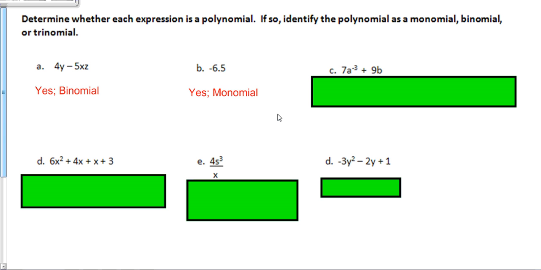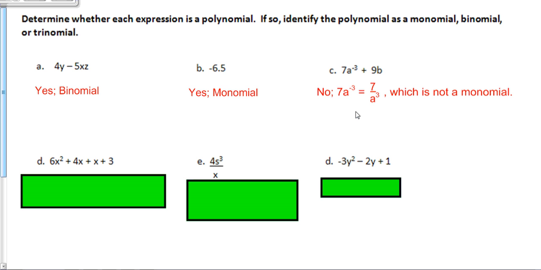So again, a polynomial. Next example, you have 7a to the negative third plus 9b. A lot of people would want to say that this is a binomial. It's not, because you have a to the negative third. And we've talked about negative exponents. You need to get rid of the negative exponents. So basically, a to the negative third moves to the bottom. So you'd have 7 over a to the third plus 9b. Anytime you have a variable in the denominator, it is not considered a polynomial.